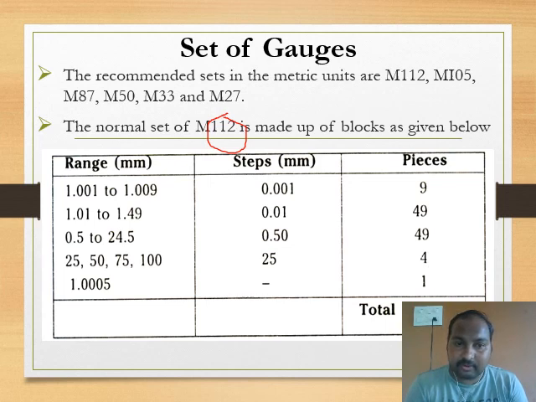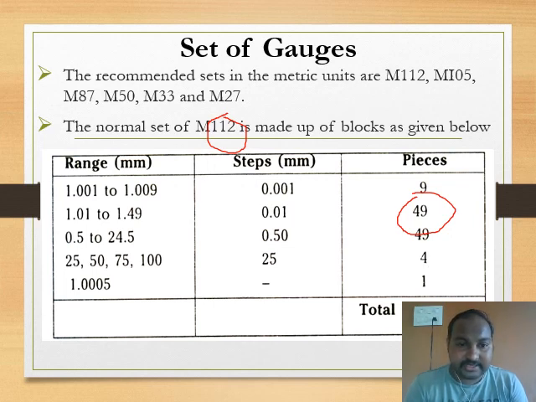Similarly, the range of 1.001 to 1.009, with each step being 0.001, meaning 1.001, 1.002, 1.003, like that till 1.009. So the total now becomes 9 pieces. Similarly for the next range, it is 1.01 to 1.49, meaning 1.01, 1.02, 1.03, 1.04 till 1.49. So totally it is 49 pieces. Similarly 0.5, 1, 1.5, 2, 2.5, 3, 3.5, like that, in steps of 0.5, till 24.5. It is a total of 49 slip gauges.